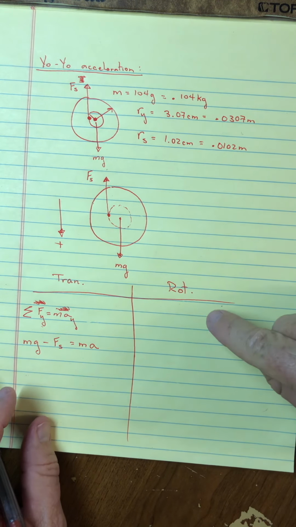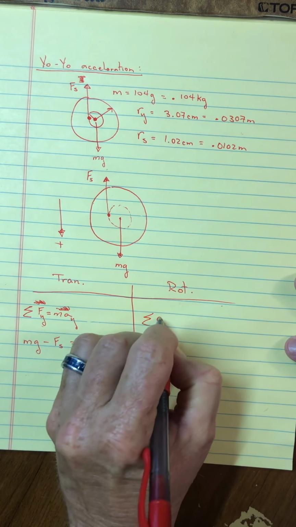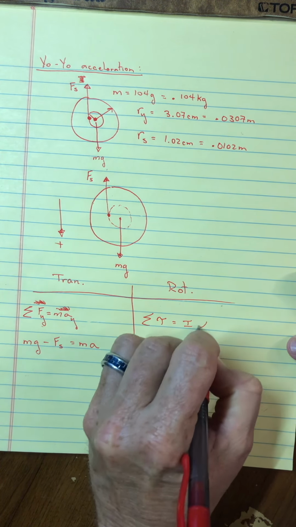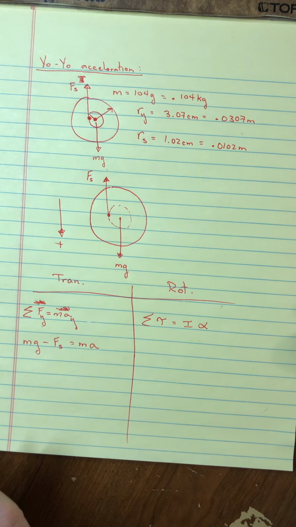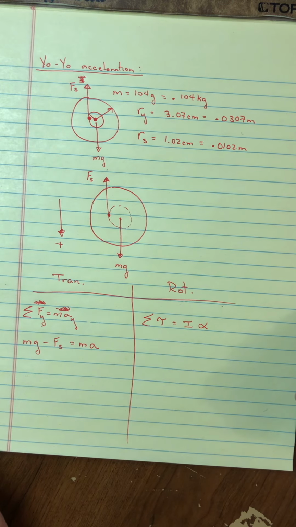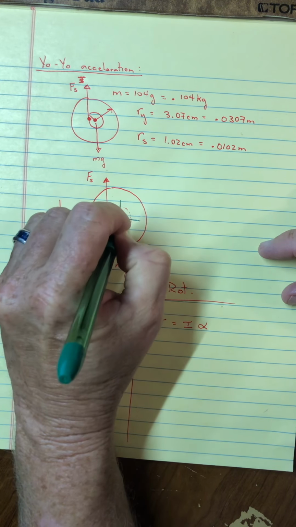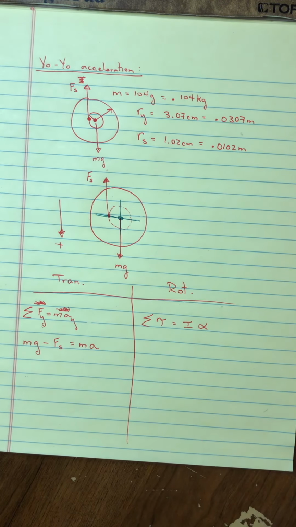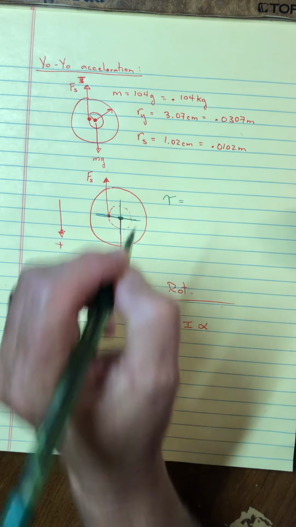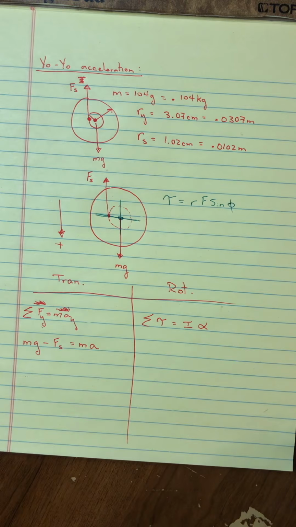Okay. Now, over here, I'll do the rotation. And this says the sum of all the torques is equal to I alpha. Okay, now, again, torques would depend upon what axis you are going to rotate about in your mind. And maybe the best axis, and I'll do a different color here, is to pick the center. And the reason that's important is because torque is r F sine of the angle between r and F.